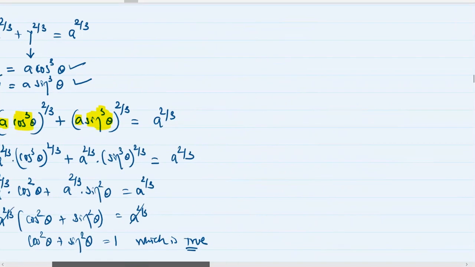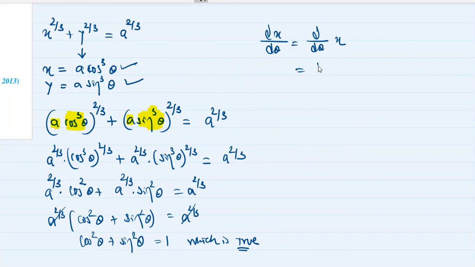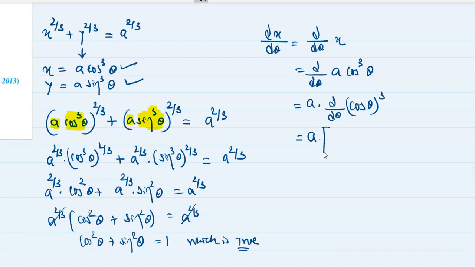Okay, so let's first differentiate x with respect to theta. So dx by d theta is equal to d by d theta of x, which is d by d theta of a cos cube theta, which is a bracket d by d theta, a multiplied by d by d theta of cos theta the whole cube. Can I write it like this? Yes, definitely. So this can be solved by chain rule, a multiplied by bracket.